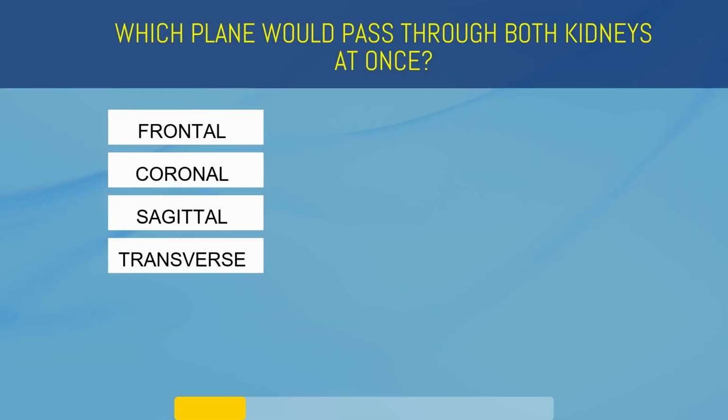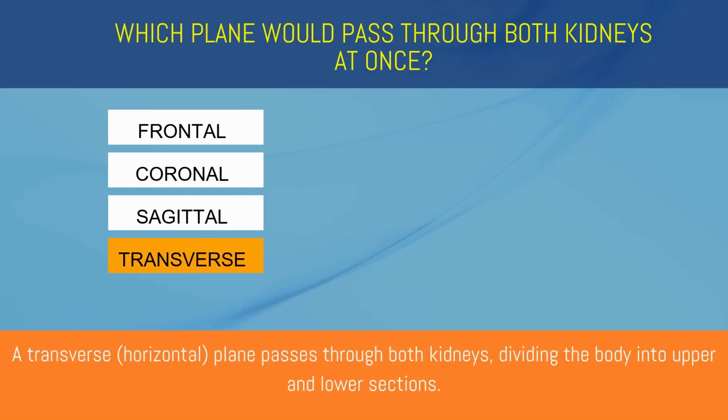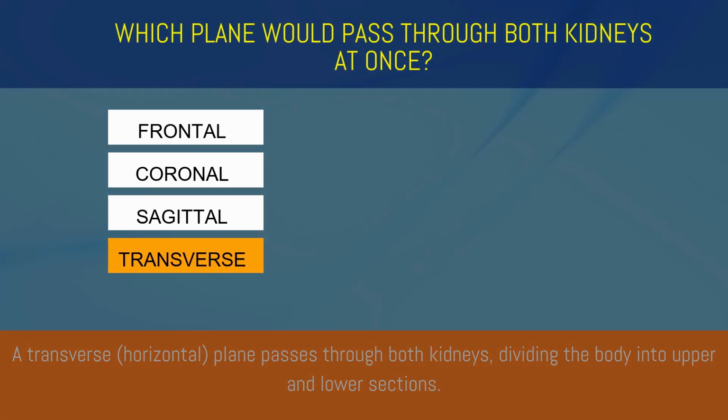Which plane would pass through both kidneys at once? Frontal, coronal, sagittal, or transverse? Transverse. A transverse plane passes through both kidneys, dividing the body into upper and lower sections.